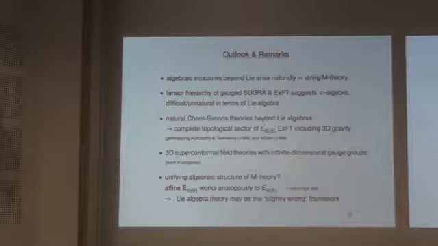In particular, the tensor hierarchy of gauge fields that we see in gauged supergravity and exceptional field theory really is most naturally formulated in terms of these infinity type structures, or L-infinity algebras, and kind of difficult in terms of Lie algebras. They also, as I said, give natural Chern-Simons theories beyond Lie algebras.